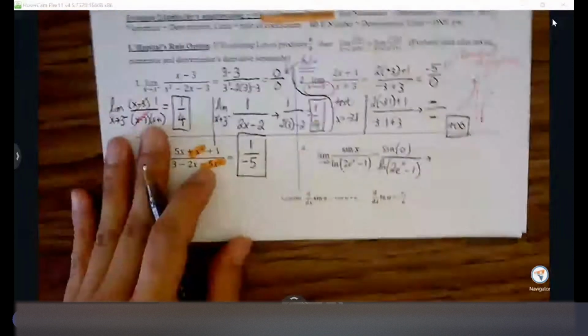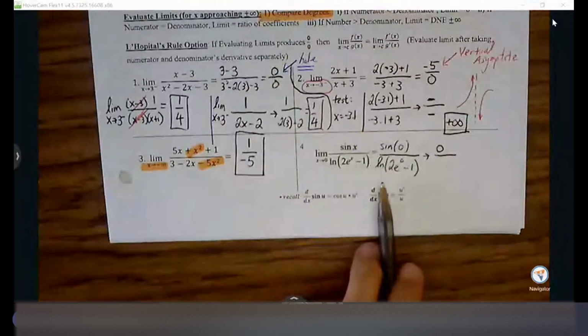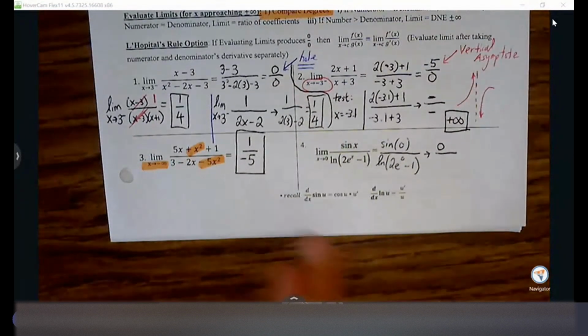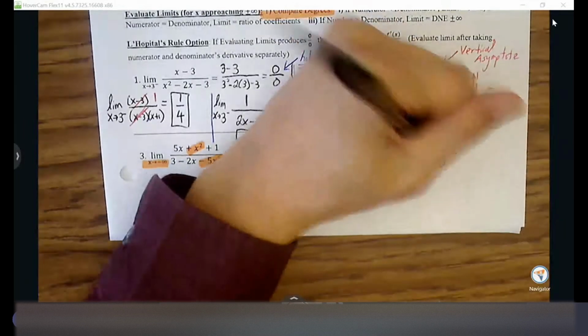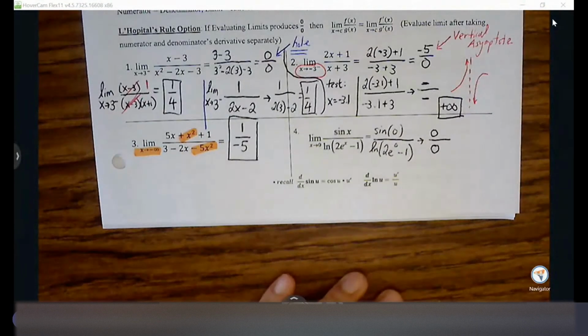Okay, let's see here. What's sine of 0? 0, yeah. Denominator here, 2e to the 0. That's just going to be 2. 2 minus 1 is 1. What's natural log of 1? 0. Also 0. So 0 over 0, we know there's a hole in the graph. But we're kind of restricted here. The only method that's going to work for this is what?